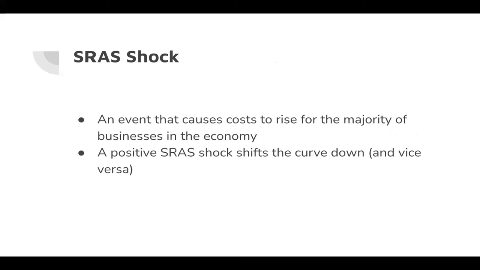We also have short-run aggregate supply shock, which is an event that causes costs to rise for the majority of businesses in the economy, which means production decreases because there's a higher cost of production now. This could be something like higher oil prices or a financial crisis. A positive short-run aggregate supply shock shifts the curve down and vice versa.